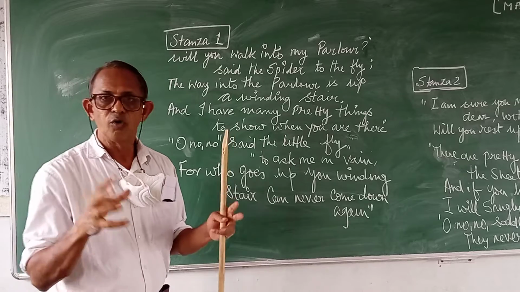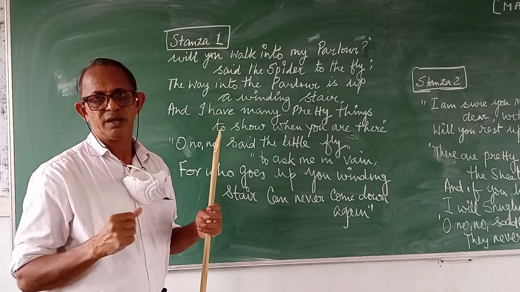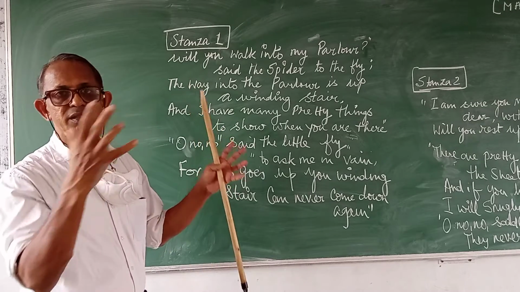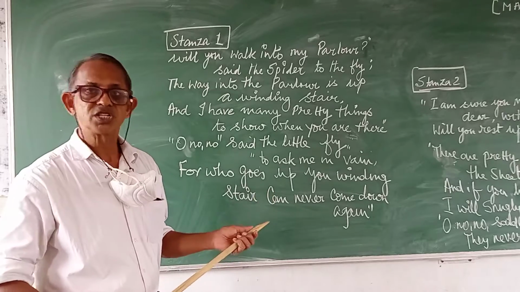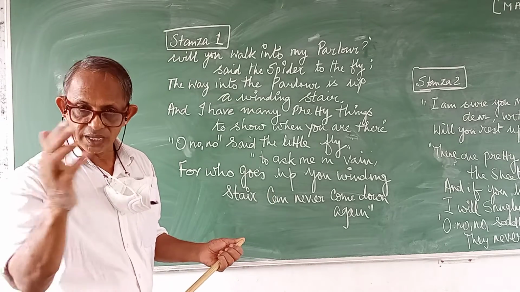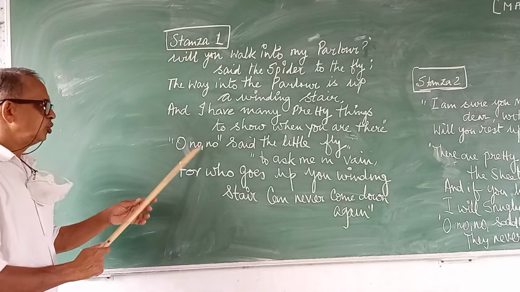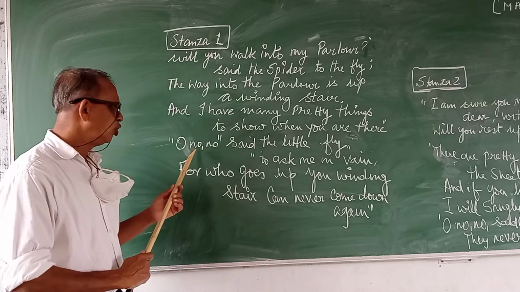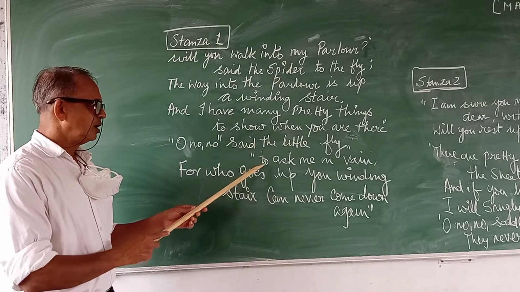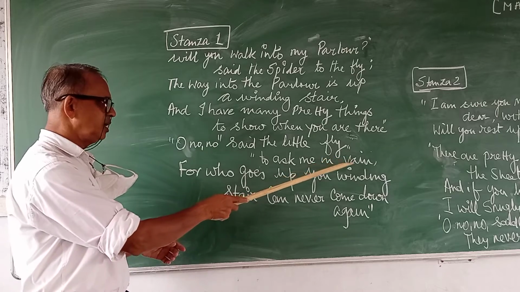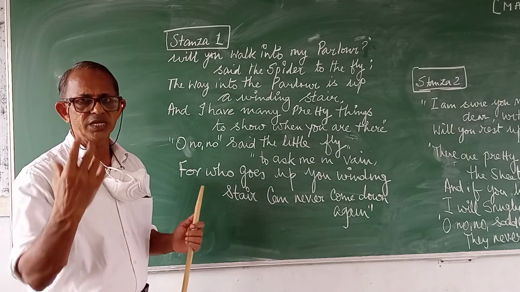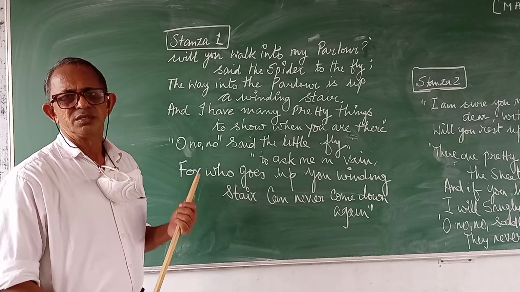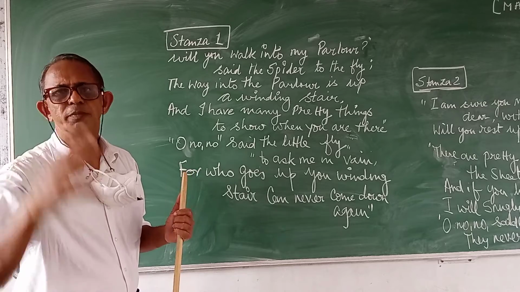The spider now tries to attract the fly by saying there are many pretty things around which the spider is ready to show to the fly if the fly comes to the spider. Oh no, no, said the little fly, but the little fly was cautious. It said, oh no, no, said the little fly, to ask me in vain. That is, the fly is telling the spider, your calling will all go waste because I am not prepared to come to your place.